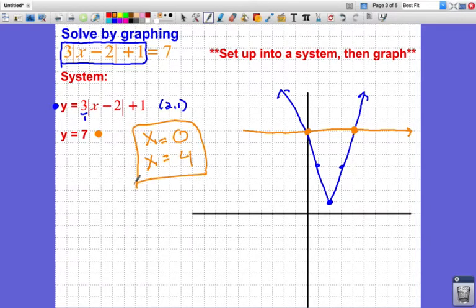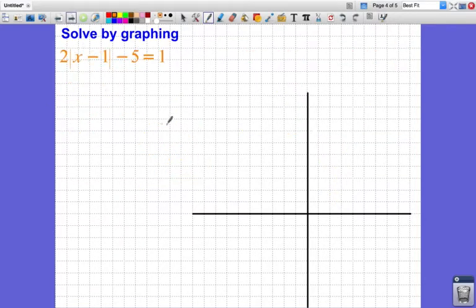I am all done. If I wanted to check my solution, I could plug in x equals 0 over here and x equals 4 in here and make sure that they solve and they come out to equal 7. All right. Let's look at another one.